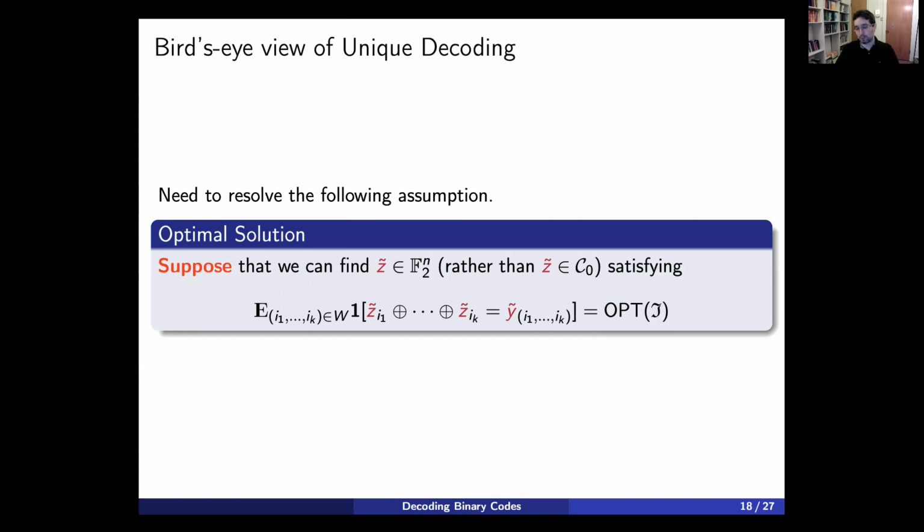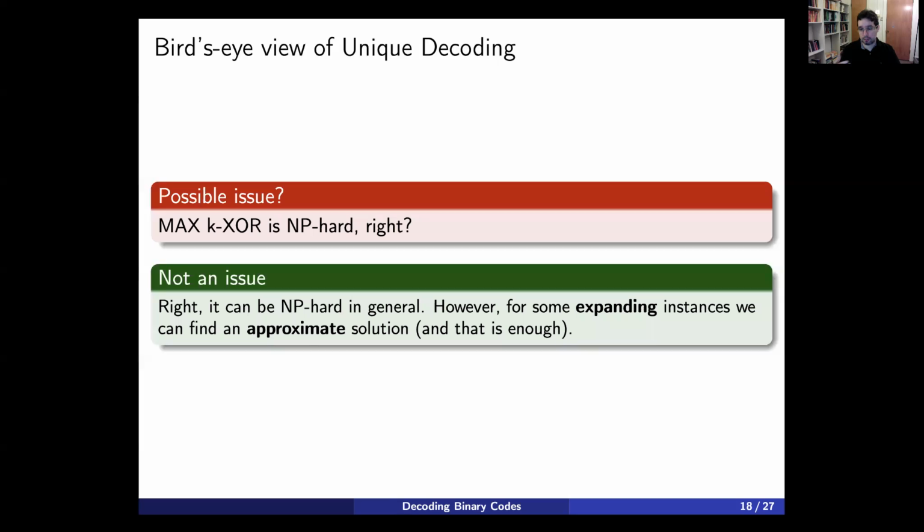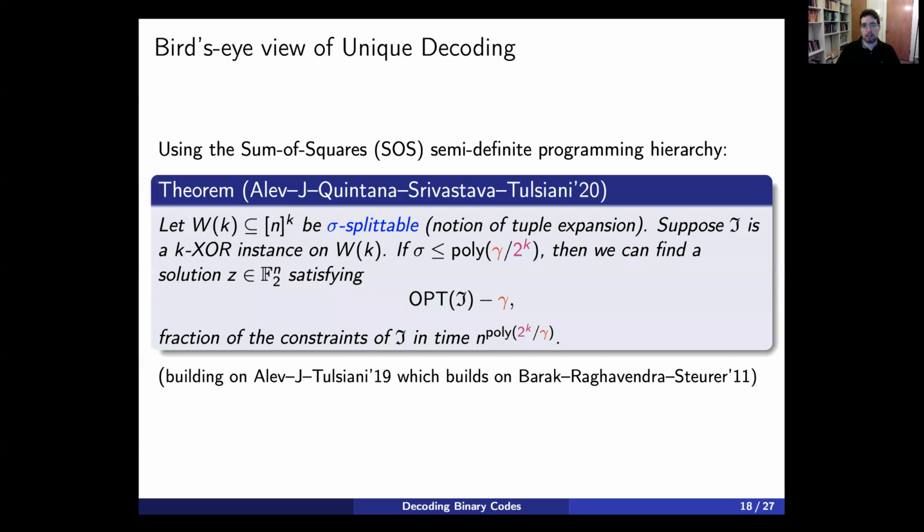And why can you solve it, at least in our case? It should be hard even to approximate those, and you're only going to approximate. It's going to be possible here because we are dealing with expanding structures. Okay? The kind of result that is available is based on the sum of squares semidefinite programming hierarchy. And for a collection of tuples, there is this new notion, introduced here and here, called sigma splittable. So it's a notion of expansion. And if you're sufficiently expanding, according to this, then you can get this additive approximation.